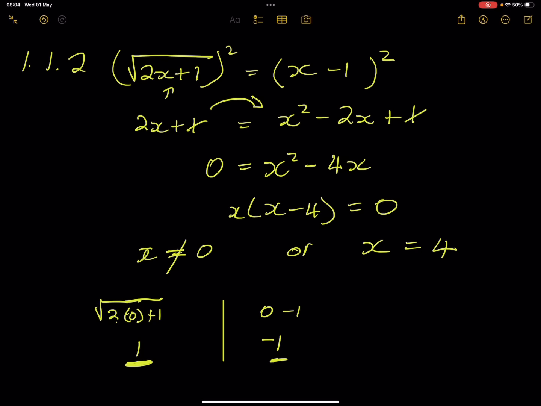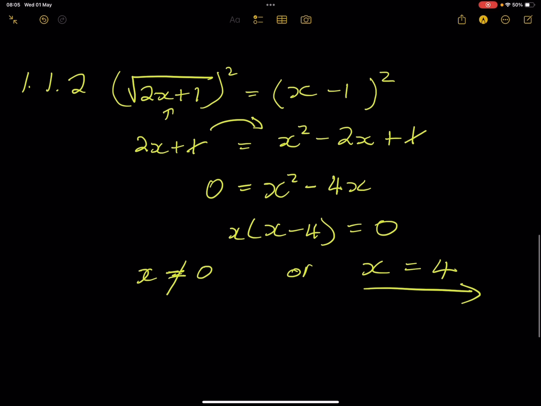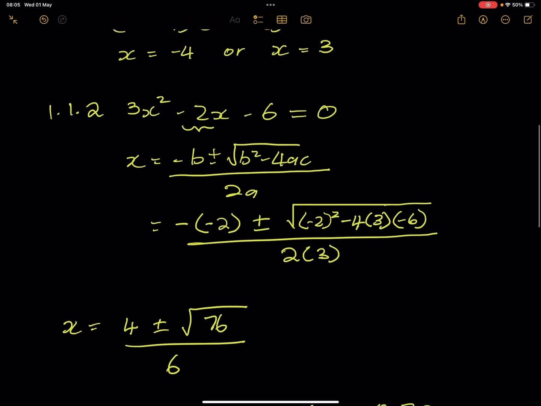Okay, and then let's check when we substitute 4 into that. So if we say 2 times 4 plus 1, okay, that will be 9. And square root of 9 is 3, right? And on the right-hand side, I've got x minus 1, so that will be 4 minus 1, which is also going to be 3. And so that is actually a solution. All right, so awesome stuff. Please do not forget to always check the solution, right, and see if both solutions are applicable. All right, as we move on along.